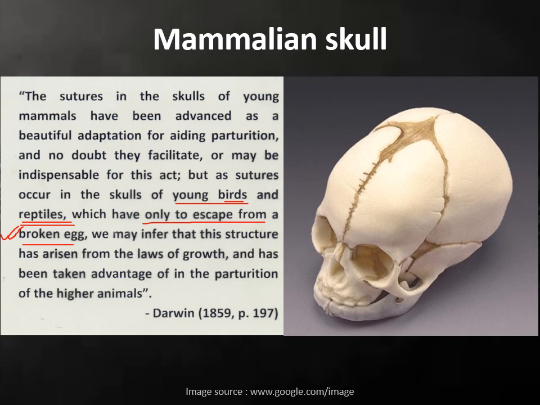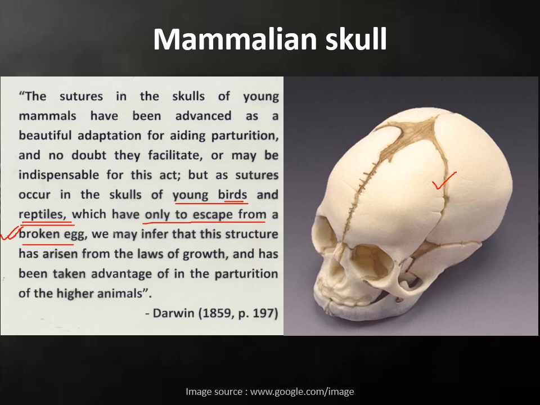So this fractured skull is not an adaptive character, but mammals use this character when they come out through the narrow vaginal path. Because of the presence of this fractured skull, it becomes easier for the juveniles to come out, to modify the skull shape during their birth. So there is a morphology which did not appear for this particular reason, but later, the organism used that morphology for a different reason.